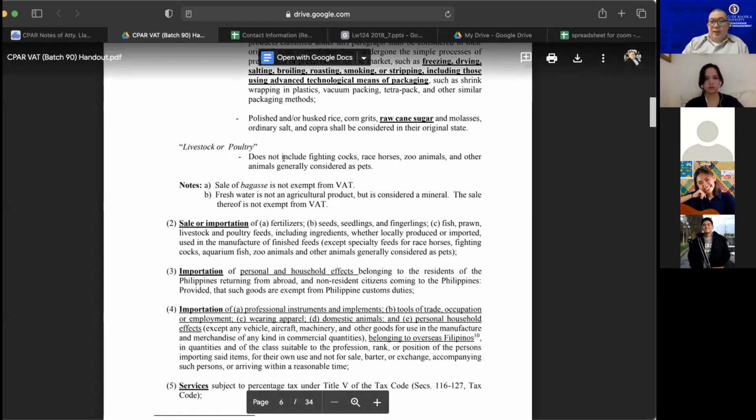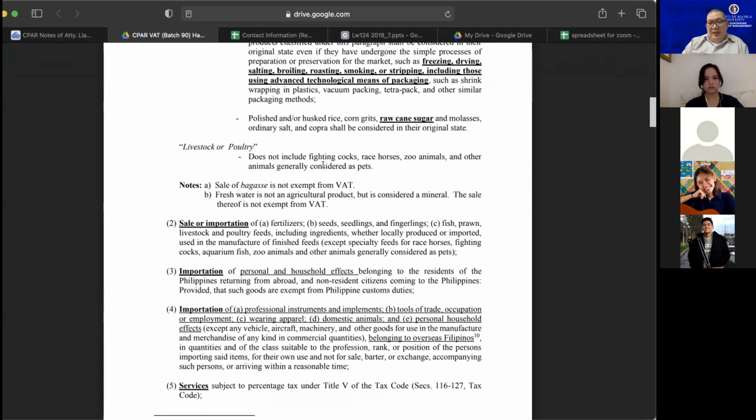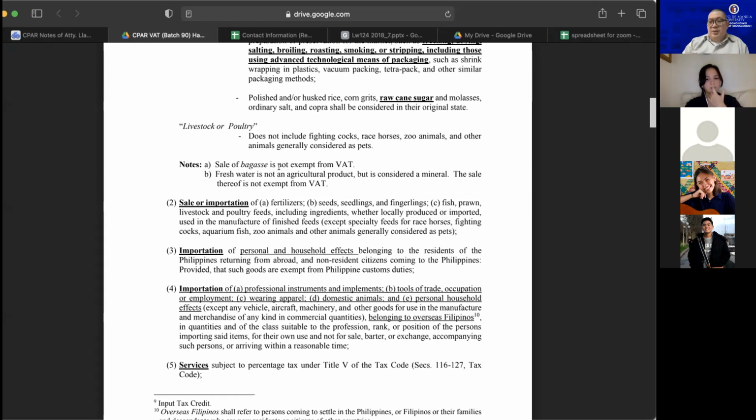So livestock, like your dog, kumakain ka ba ng meat ng aso? Aso, Sena? No, sir, I love my dog. No. But your dog, when you sell the dog, is vatable. Bakit siya vatable? Because livestock and poultry does not include animals considered pets. Okay? So depending on your business, you have to check whether it qualifies.